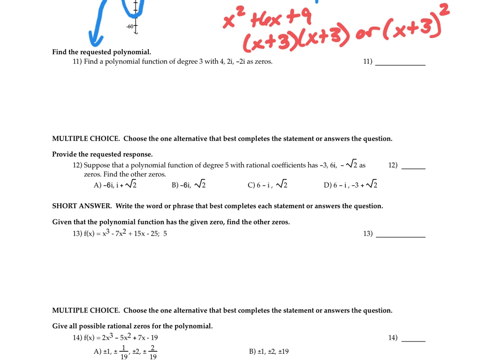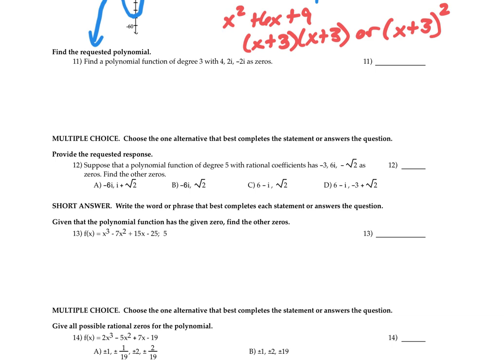Remember on ones like this, if it has just a regular old integer as a 0, negative 3 is just a normal old number, okay? It does not have a conjugate. The only way it has a conjugate is if it has an i or a radical. So the only two things that we have to do conjugates of are 6i and negative radical 2.